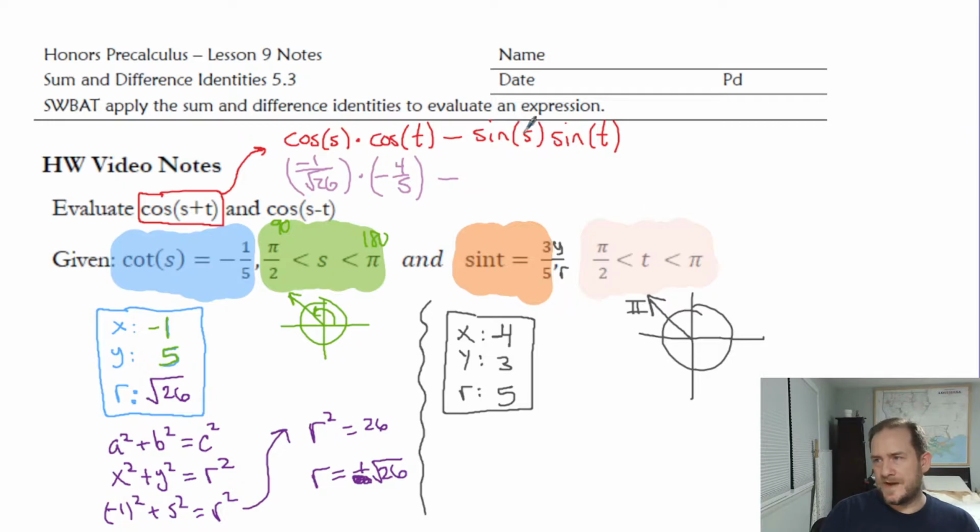Now we need the sine of s. So, hop back to the data on s. Sine is y over r, so that'll be 5 over root 26. And then the sine of t, well, actually, sine of t was a freebie. They gave us that, it's 3/5. So there you go.